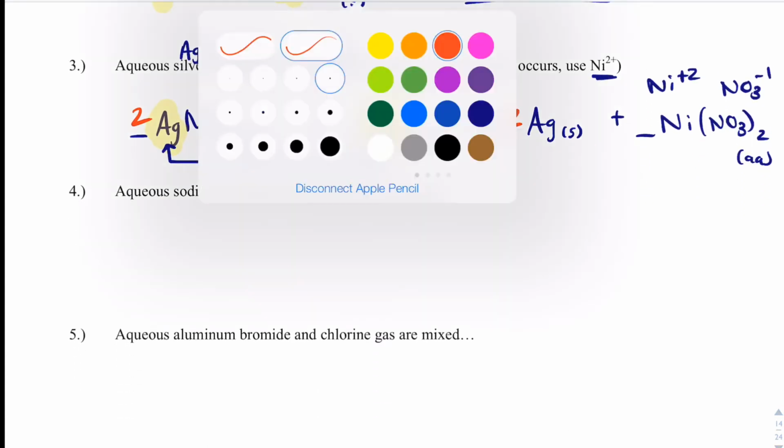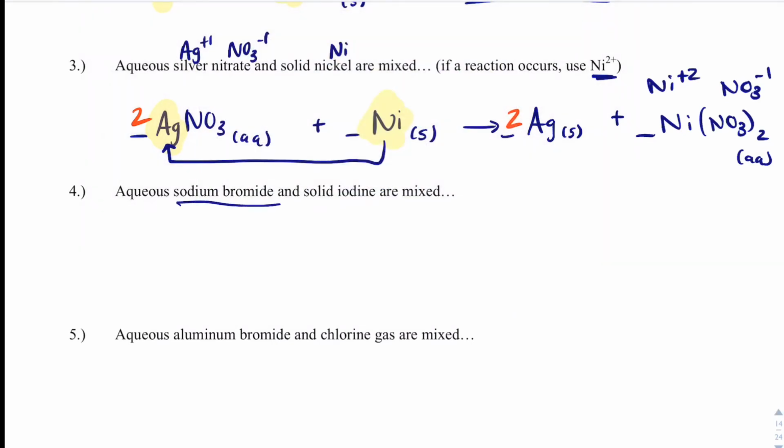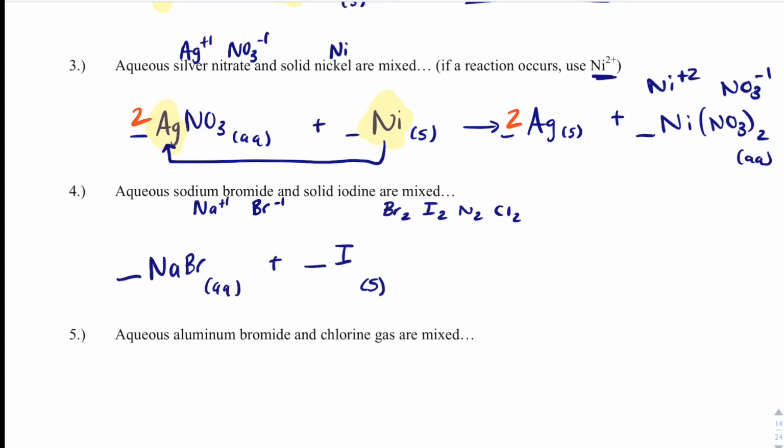Number 4 is a pretty good problem. We've got sodium bromide, and so sodium is Na plus 1 according to the periodic table. And we've got bromide, which is Br minus 1, again, according to the periodic table. So that will just be NaBr. That will be aqueous. We're going to try to react it with solid iodine. What a lot of students will do is they're going to put just I, but we've got to remember our 7 diatomic elements, and I use the phrase Brinkelhoff to remember those. And iodine is one of those. And so this is actually I2, okay?